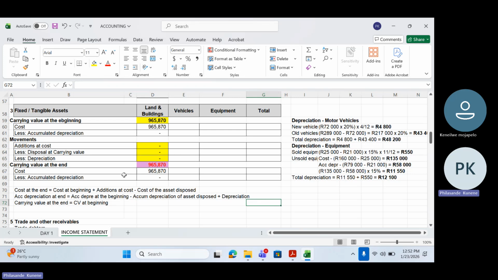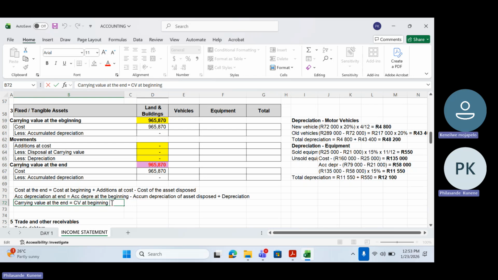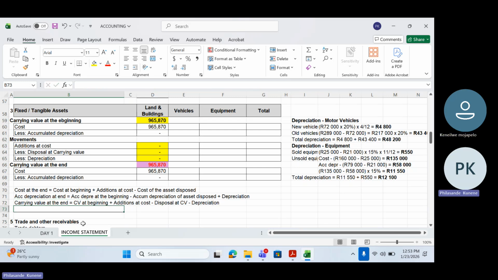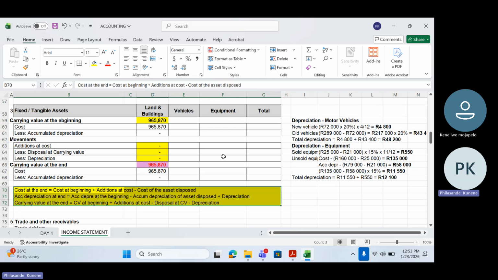That's the reason why I'm showing you these formulas, because carrying value at the end, you can get it by saying carrying value at the beginning plus additions at cost, minus disposal at carrying value, minus depreciation. Yeah. These three formulas, I beg you, nail them. Please don't forget them now. Please don't forget these three formulas.